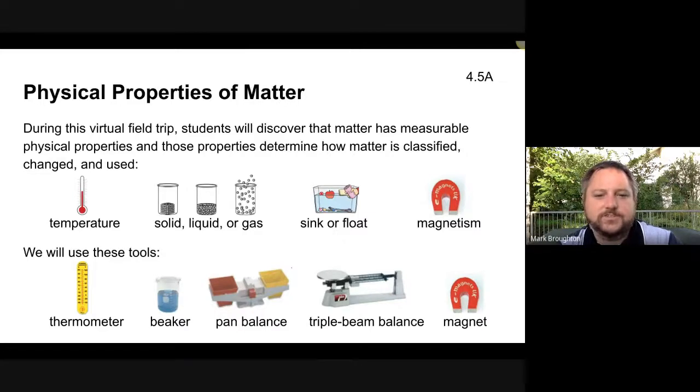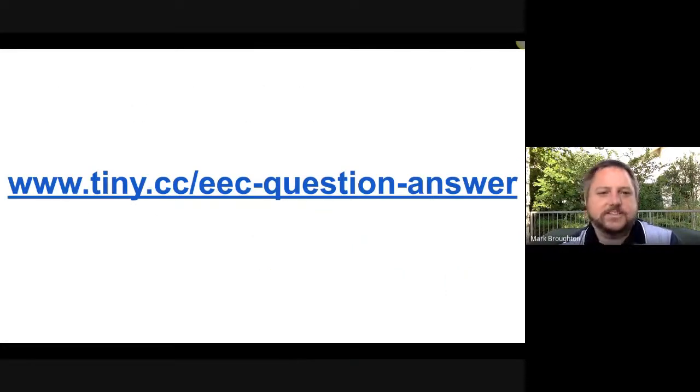And while we explore these physical properties, we're going to be using some tools. The tools that you're going to see this morning are a thermometer, a beaker, a pan balance, a triple beam balance, and a magnet.